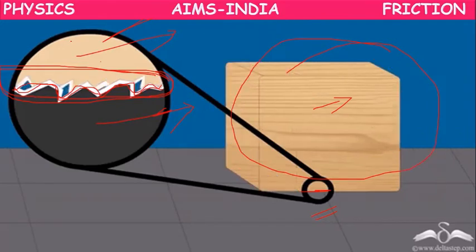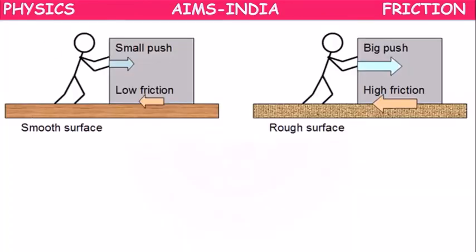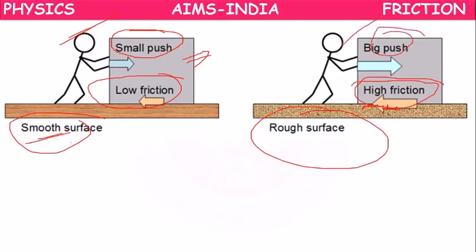Okay, next. A smooth surface will show low friction, so we have to apply a small push or small force for moving this block. But rough surfaces will have so many irregularities between the surfaces, so they will show high friction, so we have to apply a big push or more force to move the block.